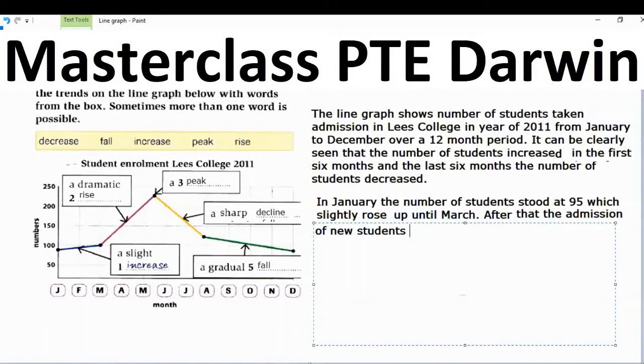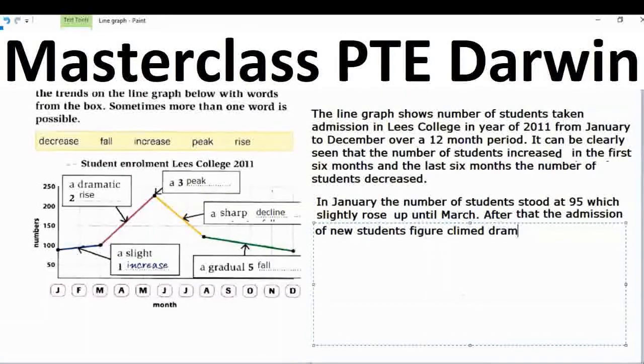Dramatic rose. Okay, rose we have used. Increased we have used. Climbed. Climbed, yes, very good. So new students number, or new students figure climbed. How did they climb? Dramatically, yes, dramatically, okay. Or sharply. Okay, so you may use sharply or dramatically.